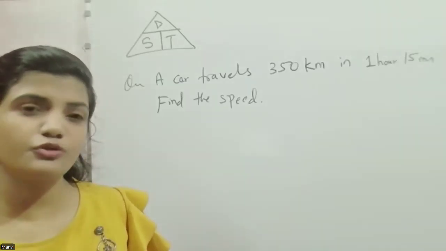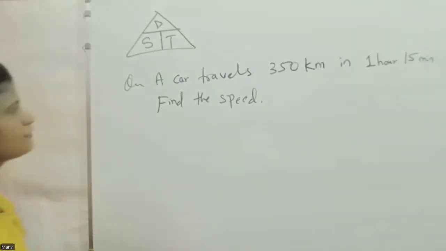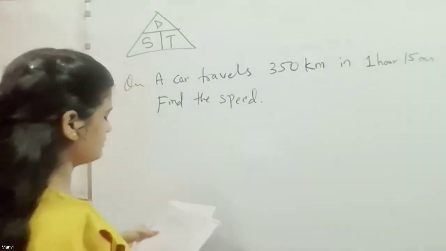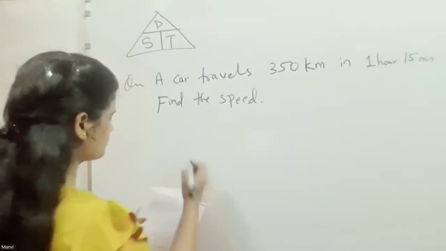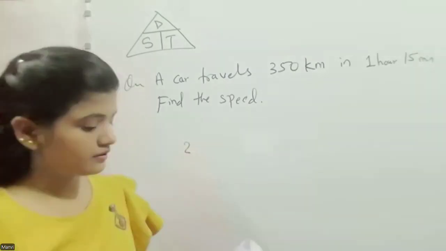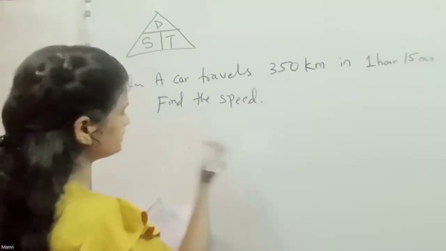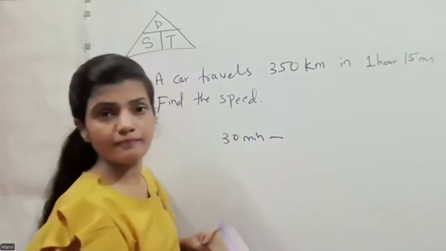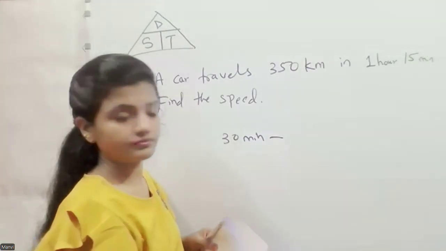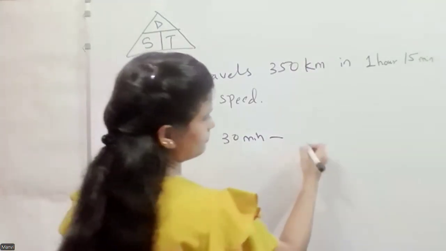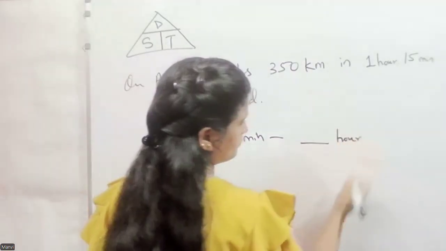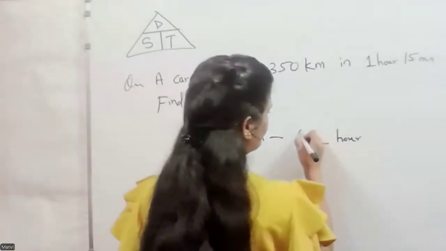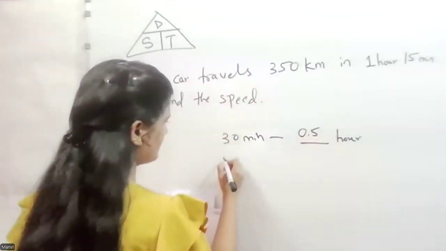Kavya, before this question, please try a few easy questions based on conversion. Okay. First, tell me that, you know that 30 minutes equals how many hours? 30 minutes equal to 0.5. You don't need to work it out. You know that. That's very easy, right?